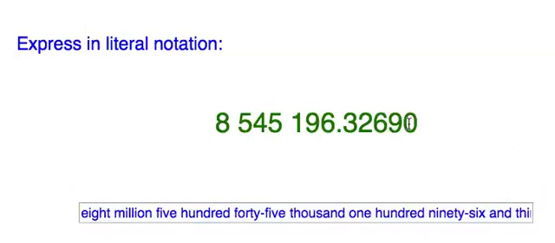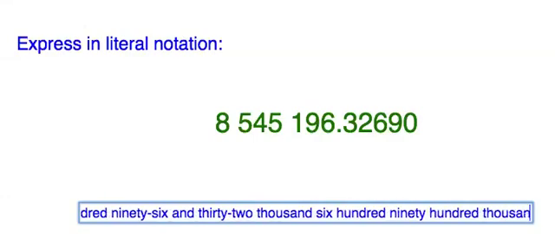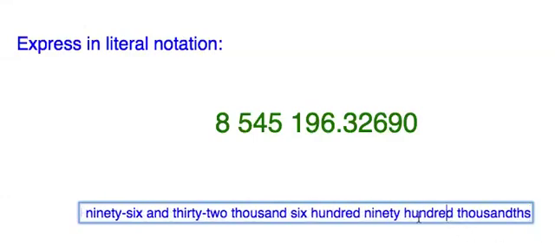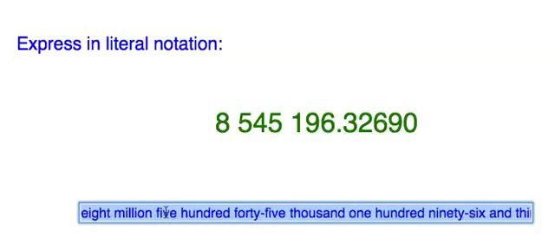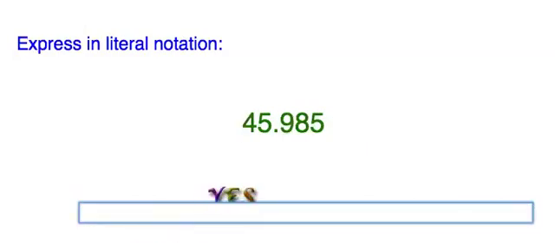Okay, and then we have to read out this last decimal place. So tenths, hundredths, thousandths, ten-thousandths, hundred-thousandths. Okay, it's very wordy, this one. So let's read that whole thing out: 8,545,196 and 32,690 hundred-thousandths. That's a mouthful.